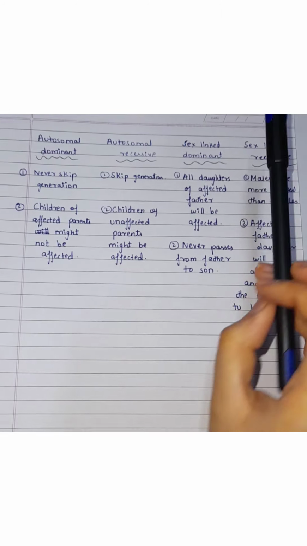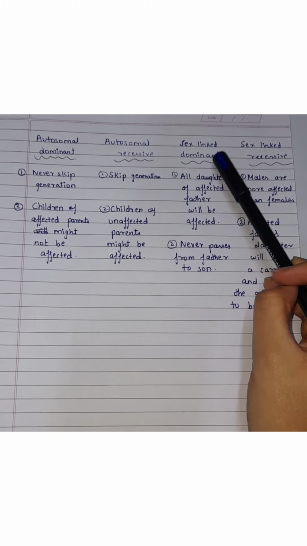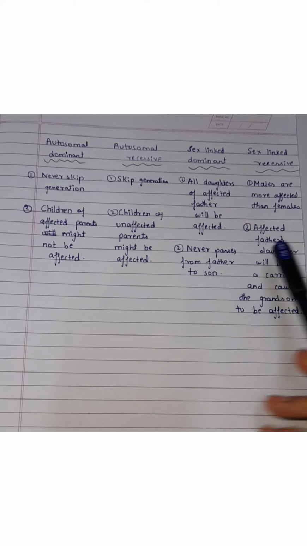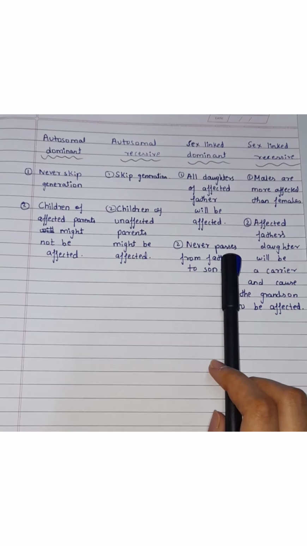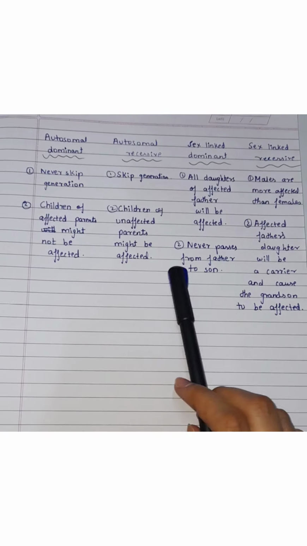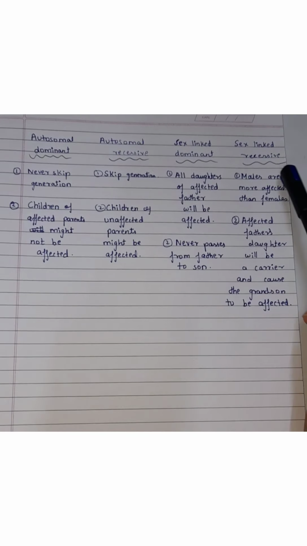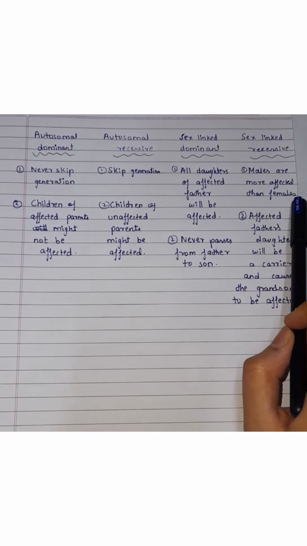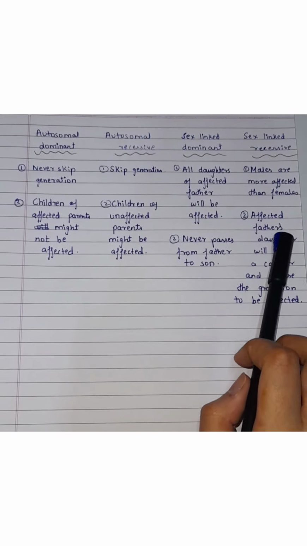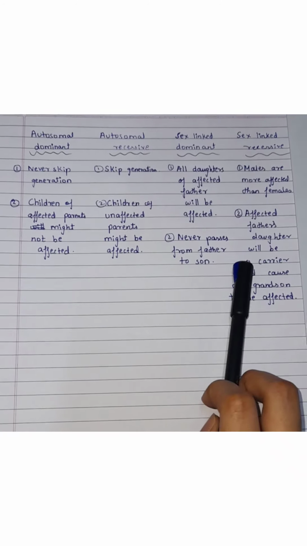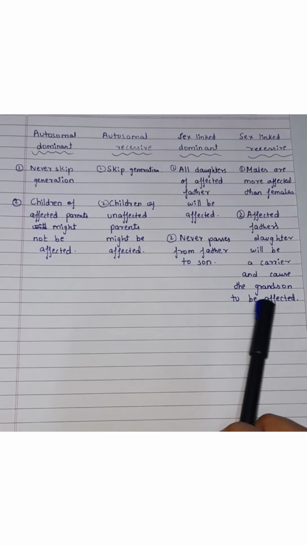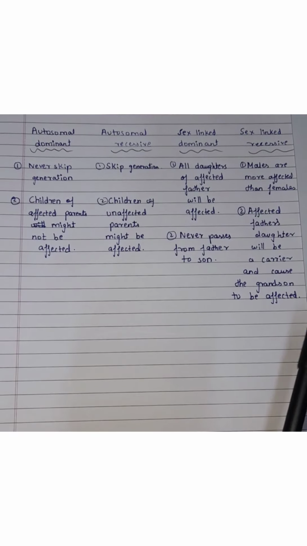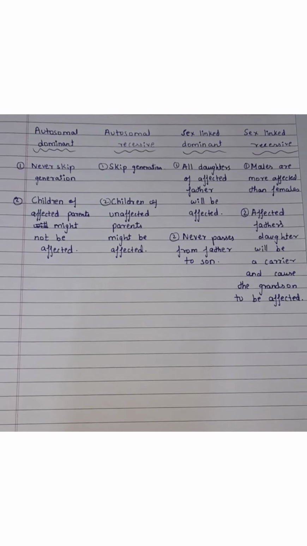affected children. Then for sex-linked dominant pedigree, all daughters of affected fathers will be affected, and the disease never passes from father to son. Then for sex-linked recessive pedigree, males are more affected than females, and an affected father's daughter will be a carrier and cause the grandson to be affected. Examples of sex-linked recessive diseases are hemophilia and color blindness.